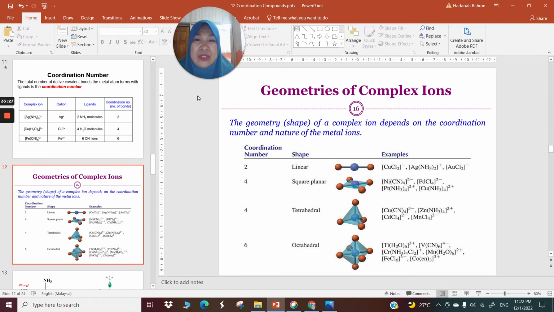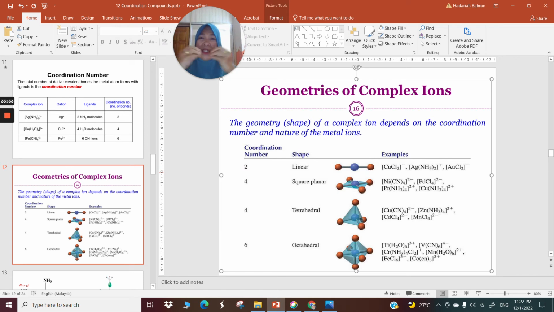Just like when you learn VSEPR, when you have a coordination number of 2, the 2 ligands around the metal will push each other away as far apart as possible, and you are going to get a linear geometry. One here, one there, so you get a linear geometry.